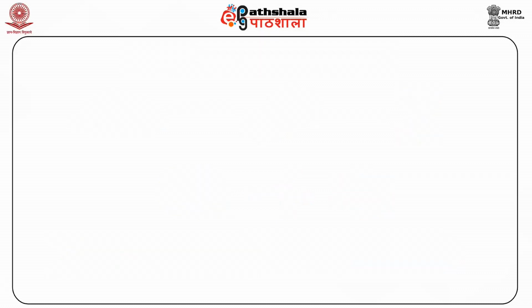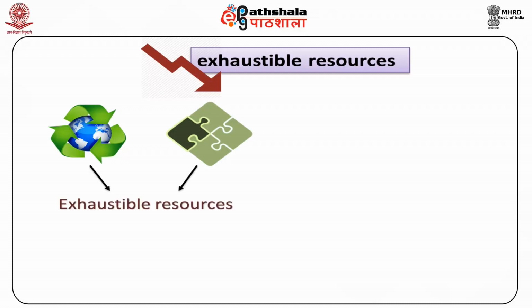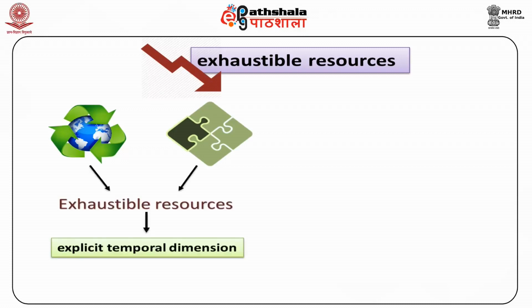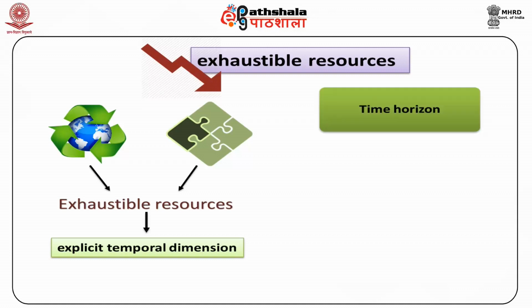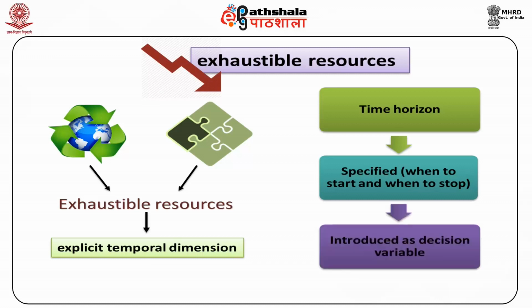The depletion of exhaustible resources is a cause of serious concern and hence requires immediate attention in terms of regulation of their exploitation. Conservation and management of exhaustible resources has an explicit temporal dimension. The time horizon is first specified, when to start and when to stop, and then introduced as a decision variable.